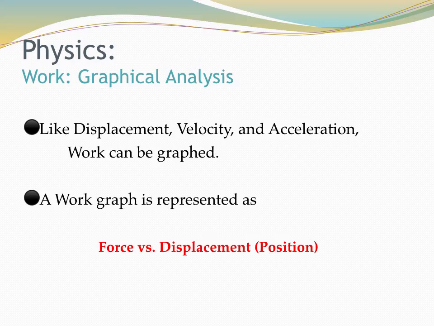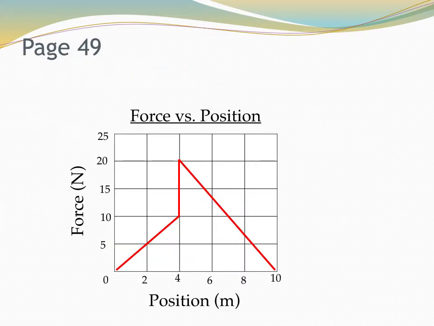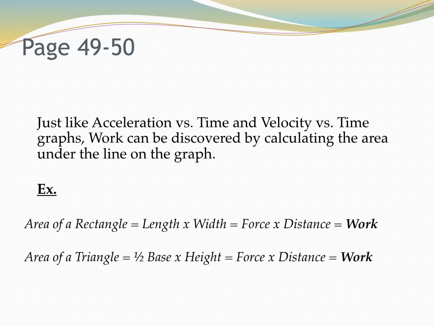Okay, let's continue on this learning journey. So here's what this force versus position graph might look like. Now, let's dig in deep. So just at the bottom of page 49, it tells us that just like acceleration versus time and velocity versus time graphs, work can be discovered by calculating the area under the line of the graph. It's like magic. We just need to figure out the area on the actual graph itself, and it'll give us that number we're looking for.